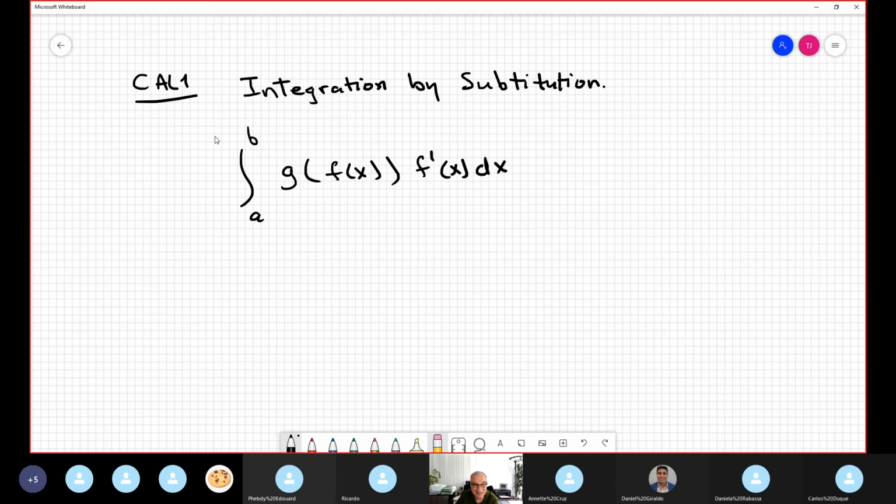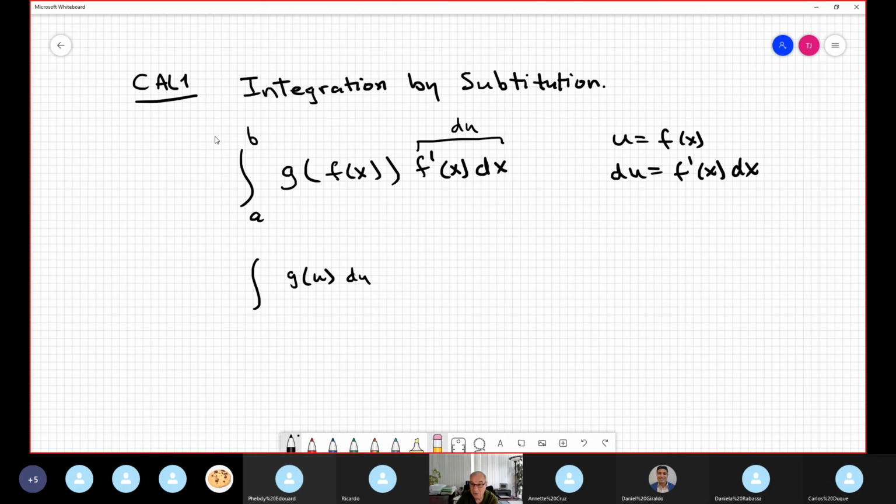Okay, this is a classical example, no? So you apply substitution. What is the substitution? u equals f of x. And du is equal to the derivative of this dx. Okay, now ready to create a new integral that is from something to something of g of u, right? Because this is u, and this is du.